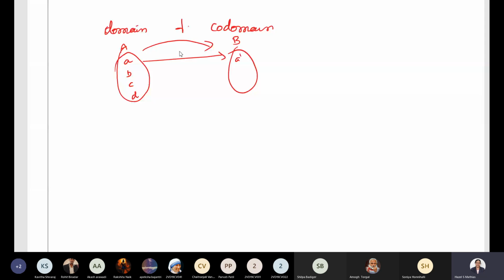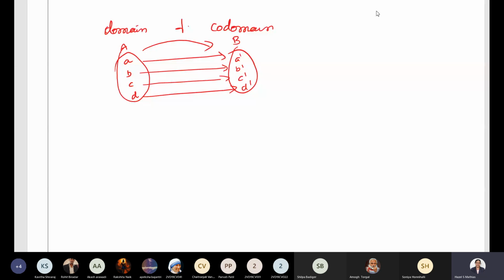A is mapped to A dash, B is mapped to B dash, C is mapped to C dash, D is mapped to D dash. So every element in the domain is mapped to a unique element in the codomain. Every element in A assigns a unique image in B. Then we say that there exists a function. We can define a function only in such cases, where a unique element of A is mapped to a unique element of B.